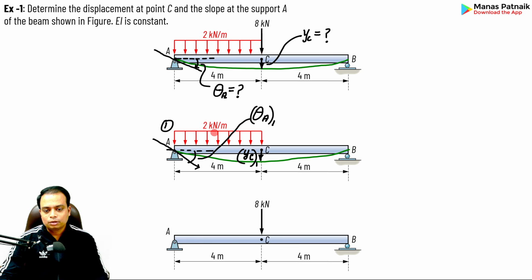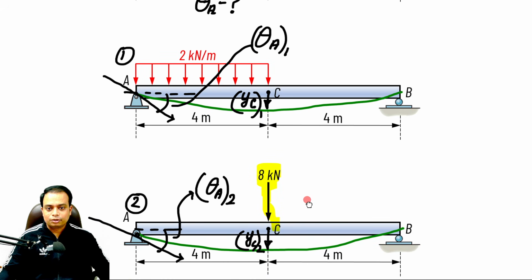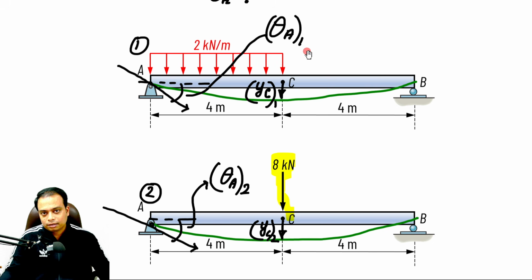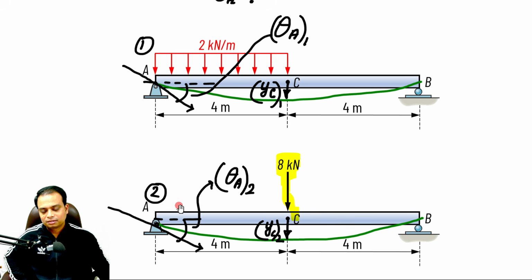In case number two, you have an arrangement where we are assuming that the beam is subjected to just a single point load of magnitude 8 kilonewton. Let's say that the elastic curve is of this sort. Again, these are the slopes and deflections. If you notice, I have used the subscript 1 both in slope and deflection over here, and subscript 2 both in case of slope and deflection over here. So take note of it.